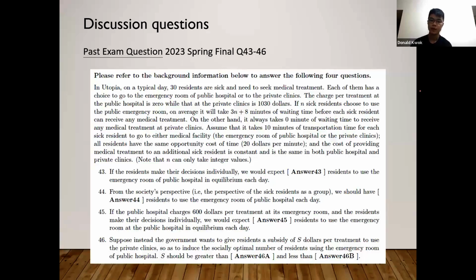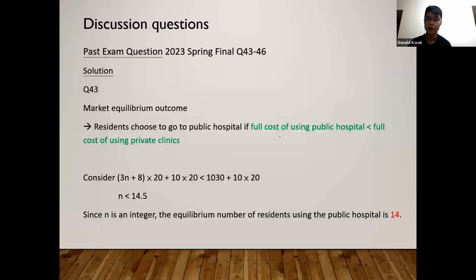Again, the first part, if residents make decisions individually, what will be the number of residents using public hospital? Residents will choose to go to a public hospital if the full cost of using public hospital is smaller than the full cost of using private clinic. What will be the full cost of using public hospital?